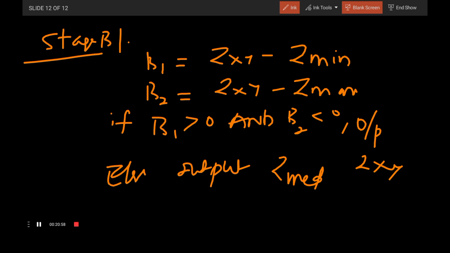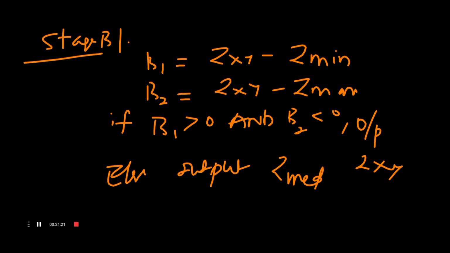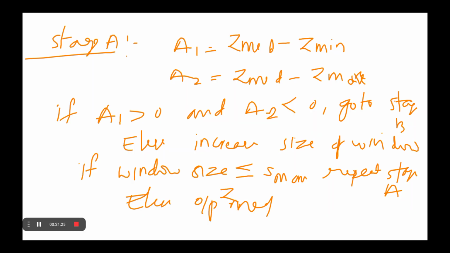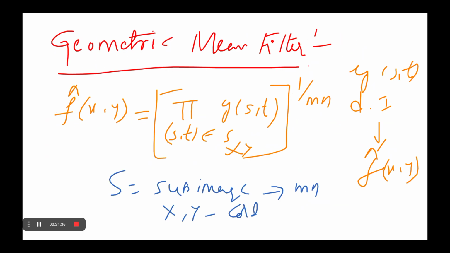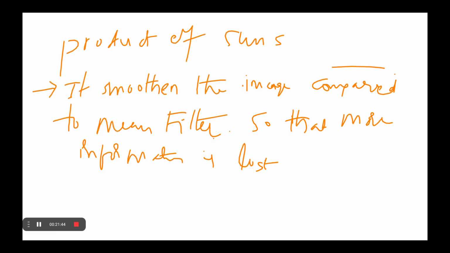So this covers the restoration filters in image restoration. The mean filter takes the average of g(s,t) in the neighborhood, and we replace f(x,y) in the restored image. The geometric mean is the same idea: we take the product of intensity values and raise it to the power 1 by mn, where S is the subimage. This geometric mean smooths the image, so a lot of information may be lost.